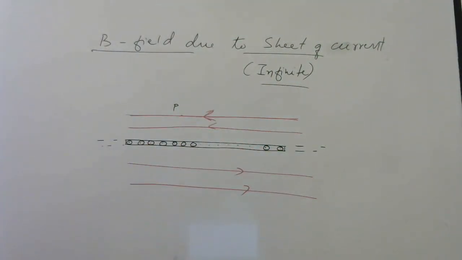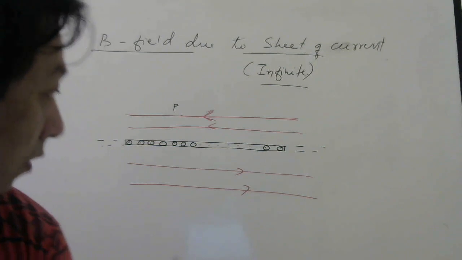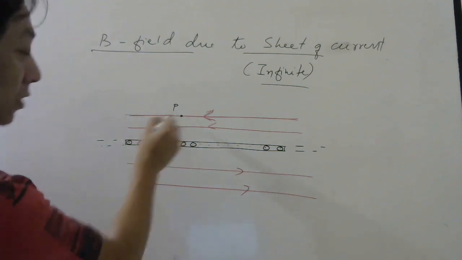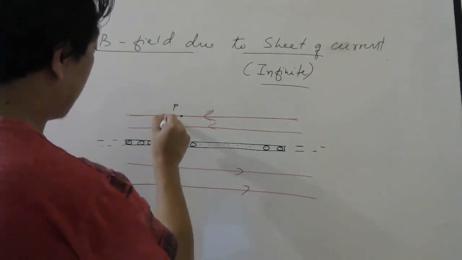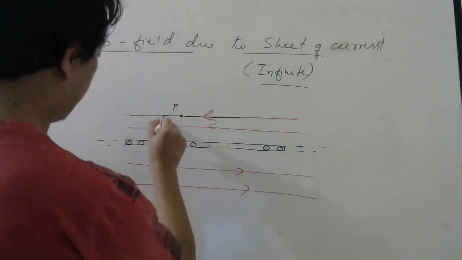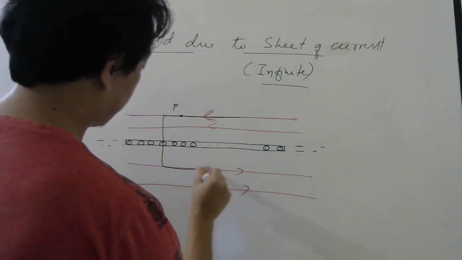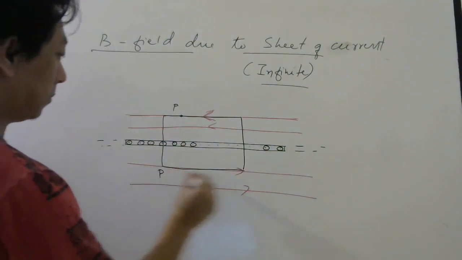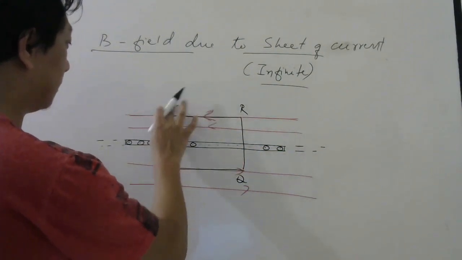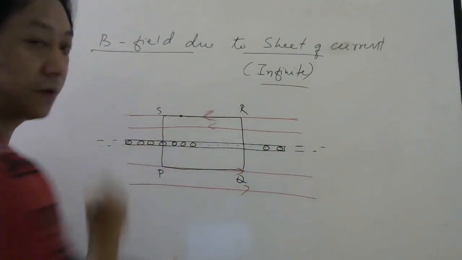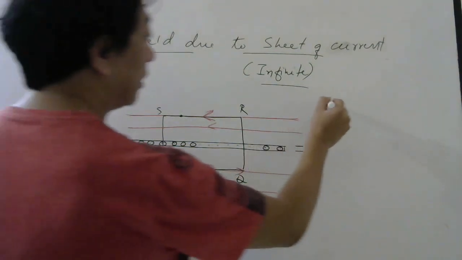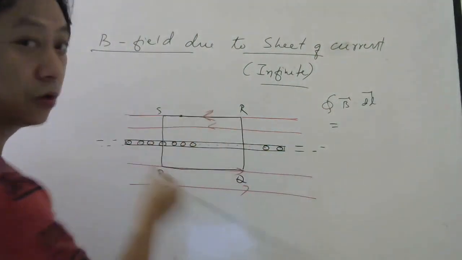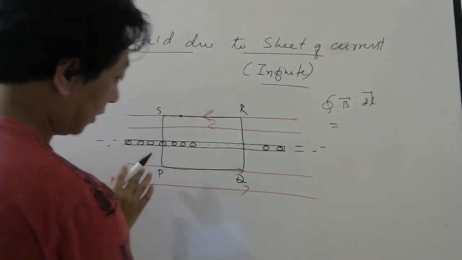So now it is quite easy to solve this problem. We have to find the magnetic field at some point here, so I need to draw an Amperian loop passing through that point. The best way to draw the Amperian loop is this. This is my Amperian loop, let me call it PQRS. I need to do the integral of B dot dl along this closed loop. When I move from here, the magnetic field is this way.